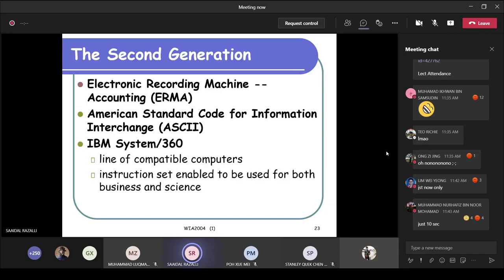And then you have the IBM System/360, a line of compatible computers with instructions to enable use for both business and science. So this is really a commercial one for business and science. Last time it was very expensive, only used by big companies or government bureaus. But now it also offers to small businesses, like the IBM System/360.